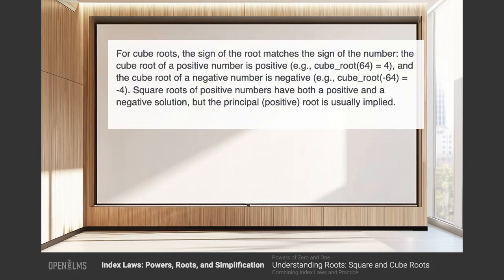For cube roots, the sign of the root matches the sign of the number. The cube root of a positive number is positive, e.g. cube root 64 equals 4, and the cube root of a negative number is negative, e.g. cube root of −64 equals −4. Square roots of positive numbers have both a positive and a negative solution, but the principal positive root is usually implied.